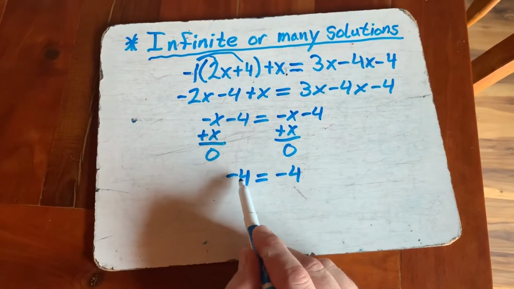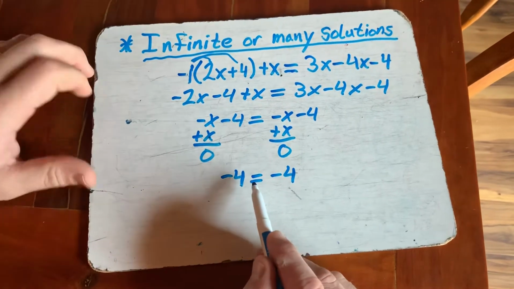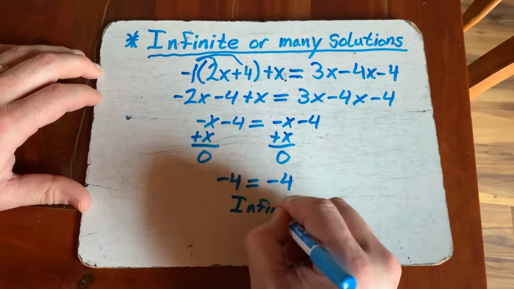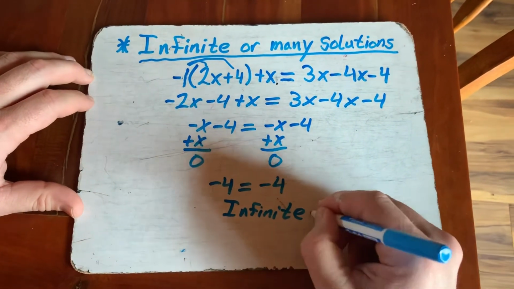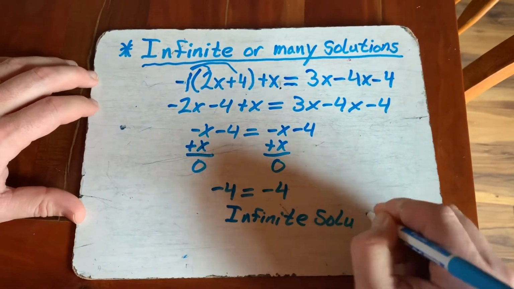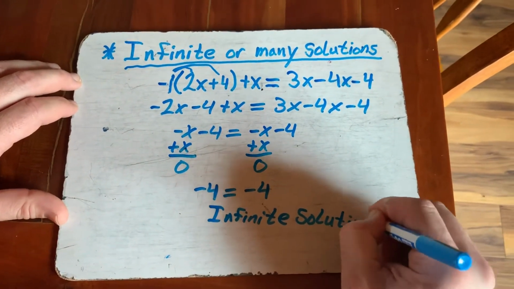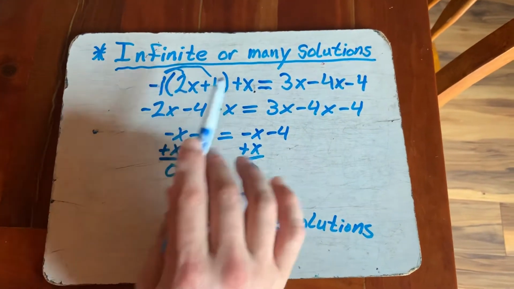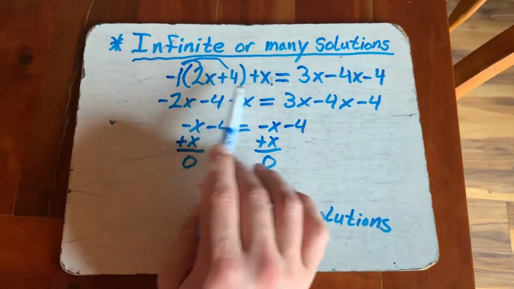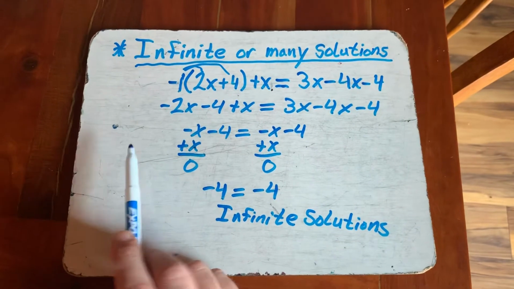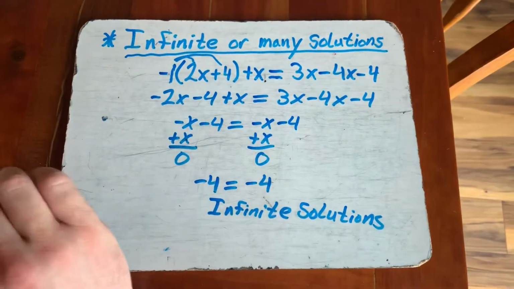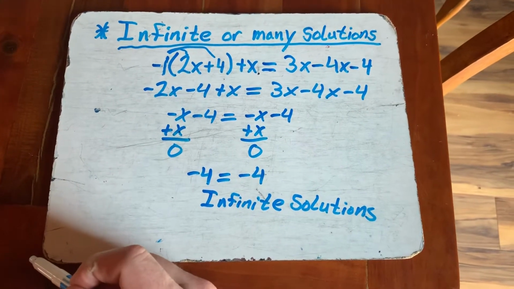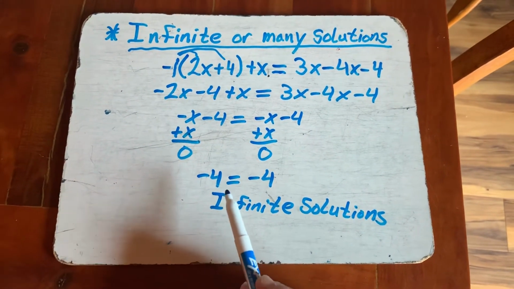If you end up with the same number on both sides of the equal sign, then this is infinite solutions, or many solutions. Meaning that it doesn't matter what number you put in for x back in the original equation. You could put in 13, you could put in 1,000,000, you could put in negative 5, any number you want, even a decimal. As long as you put the same number in for all those x's, you are going to get negative 4 equals negative 4 at the end of every single try you used.